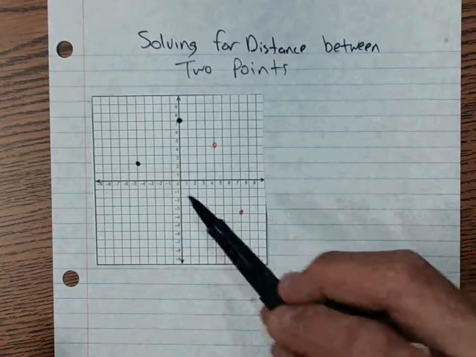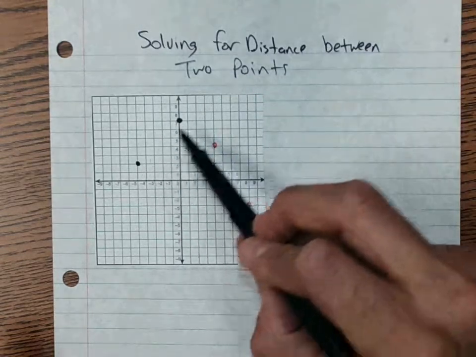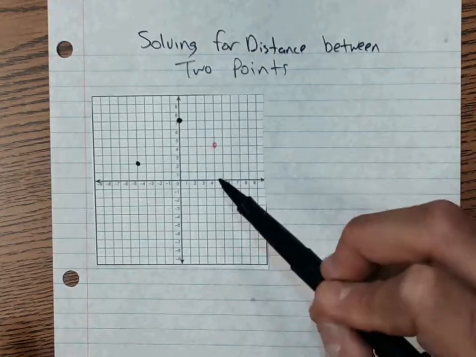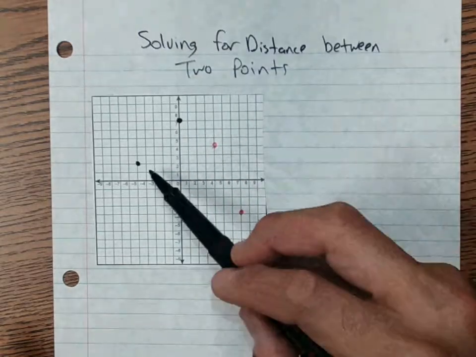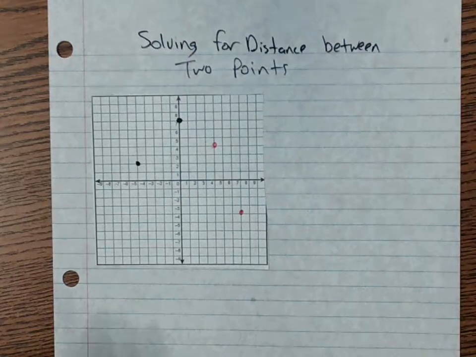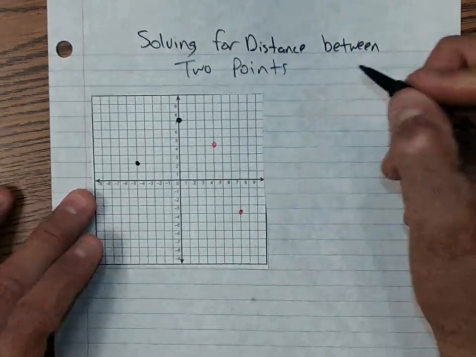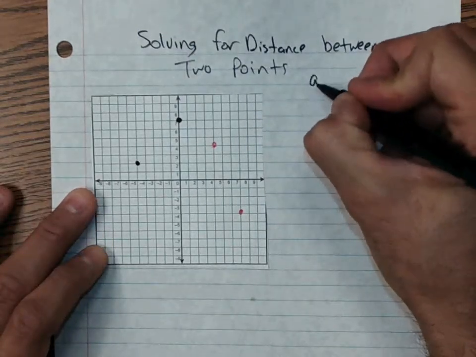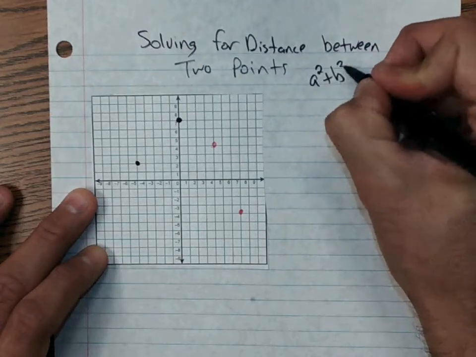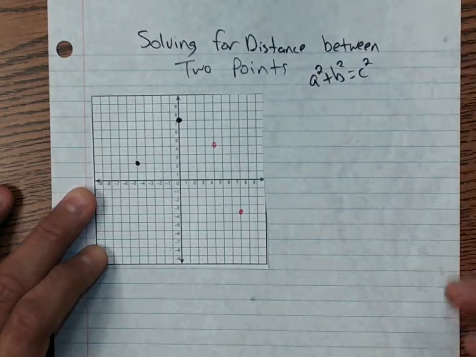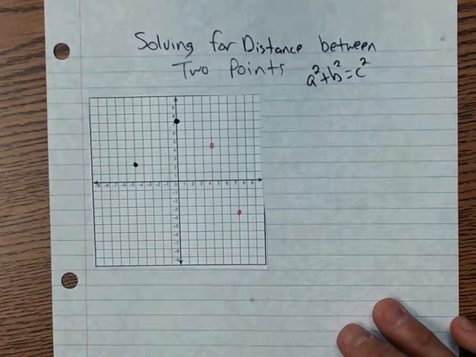This lesson is going to be on solving for distance between 2 points. What I mean by that is if you have 2 points on a coordinate plane, like we do here, we have 4 points actually, how can we determine the distance between those points? We're going to determine that by using the Pythagorean theorem. So I'm going to write my formula as I always do. That way I have it there handy.